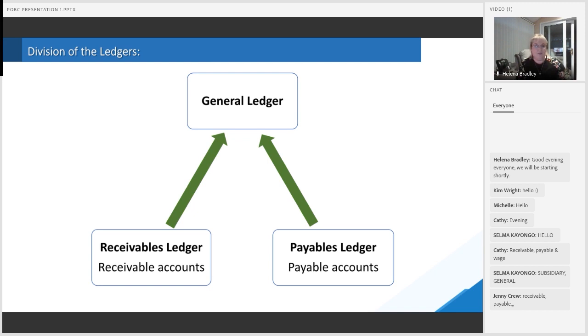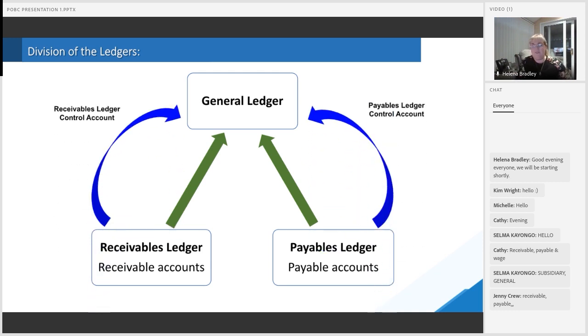So if what I say is true, surely I'm missing a chunk of data, because I'm missing the information for my receivables and my payables ledger. Well, I absolutely would be if it wasn't for those control accounts, the receivables and the payables ledger control accounts. They sit and are recognised in the general ledger, and they summarise all the information from the receivables ledger and the payables ledger. So I have one figure that represents my receivables balance, and one figure that represents my payables balance. And those control accounts sit in the general ledger and will form part of my trial balance.